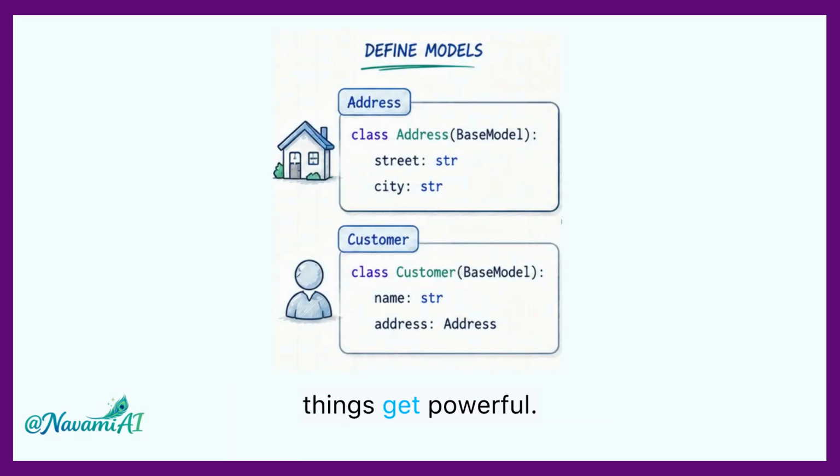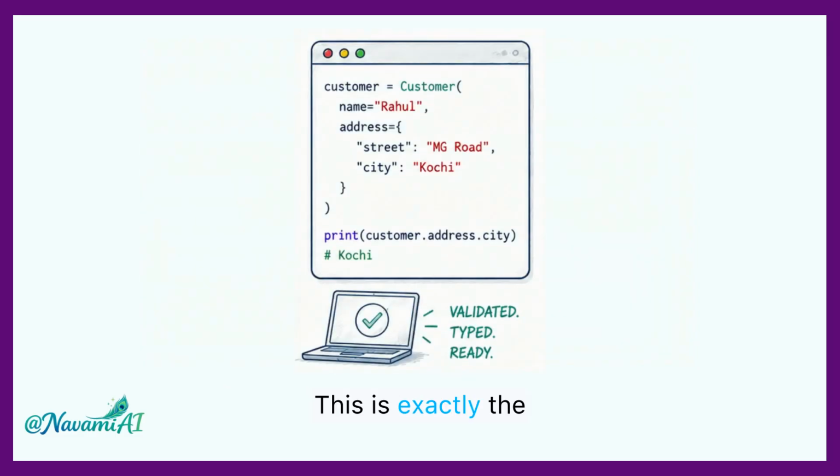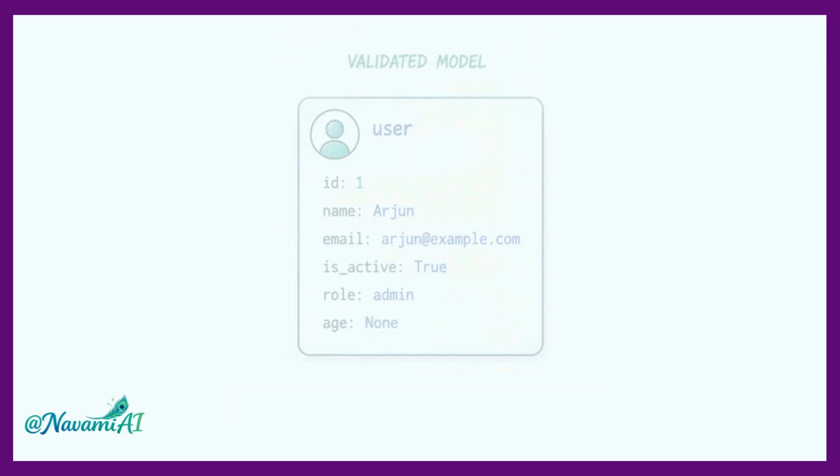Nested models. Here's where things get powerful. What if your data isn't flat? What if a customer has an address and an order has a customer? You just nest your models. See this example. Here you can pass a raw dictionary for the address field, and Pydantic will automatically parse and validate it into an Address object. This is exactly the kind of structure you'll use to model LLM tool calls, agent states, and multi-step pipeline outputs.